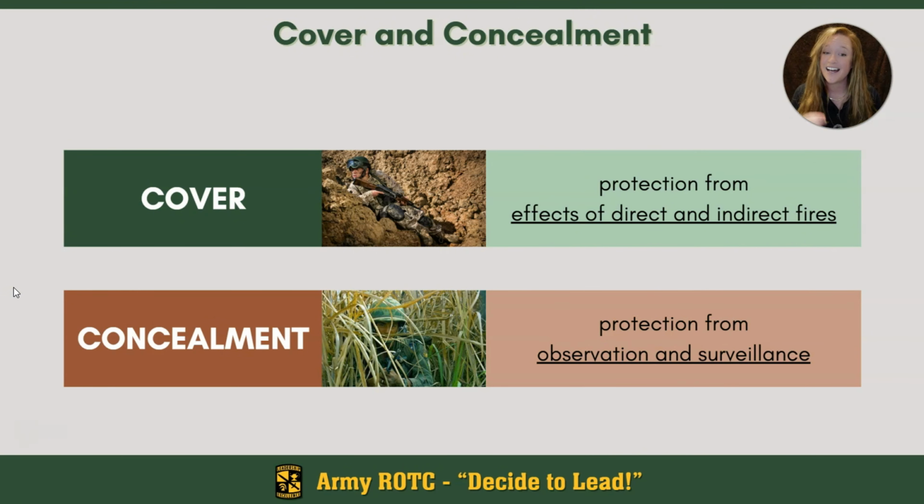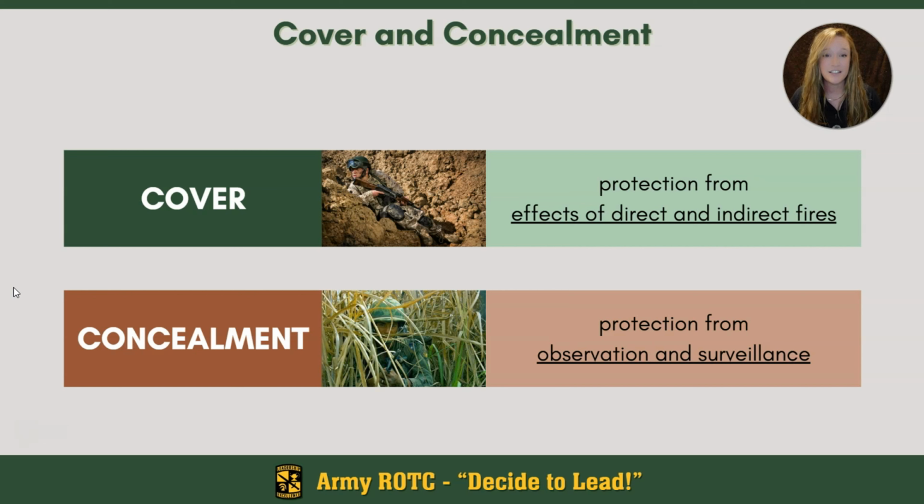Cover, that's your protection from the effects of direct and indirect fires. So that keeps you from being shot. Concealment, that protects you from observation, surveillance, essentially being seen. Now, which one is going to be more effective? Likely cover, right? You want cover because that stops bullets. Concealment just stops eyes. Now, there are ways to use both, but cover is what you're typically shooting for, especially if you're already being engaged by the enemy.